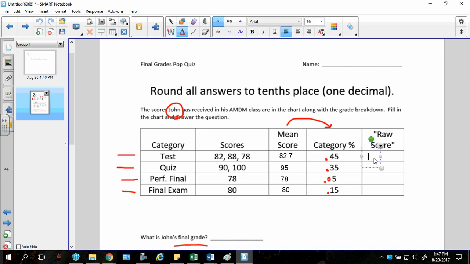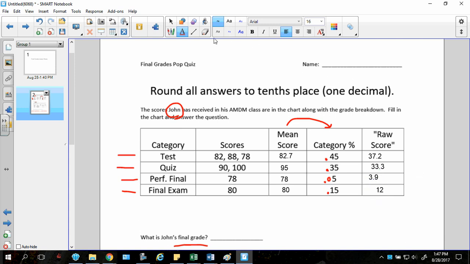82.7 times 0.45 gives me 37.2. That's my raw score. The next one, 95 times 0.35, gives me 33.3. The next one is 78 times 0.05, which gives me 3.9. And lastly, 80 times 0.15 gives me 12. So those are all my raw scores.